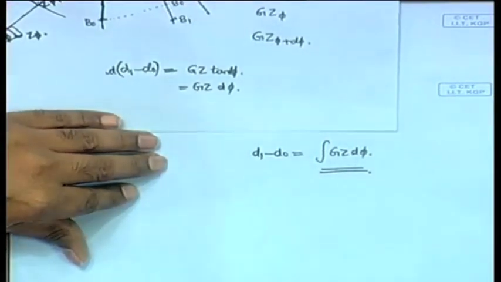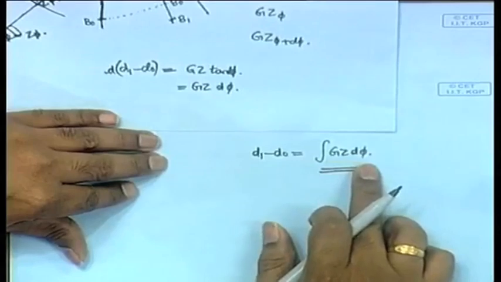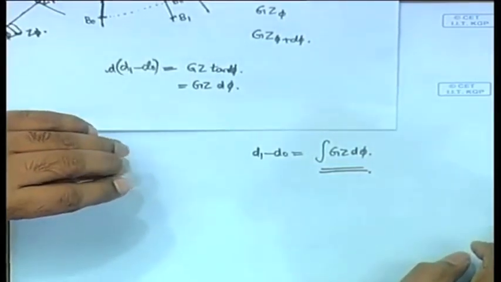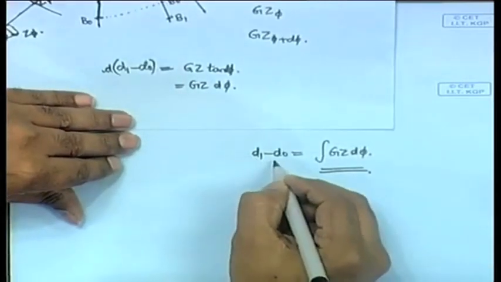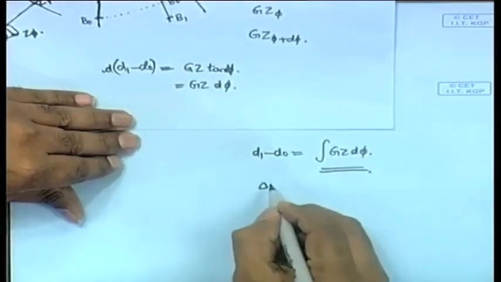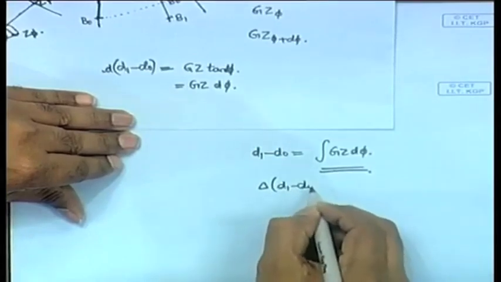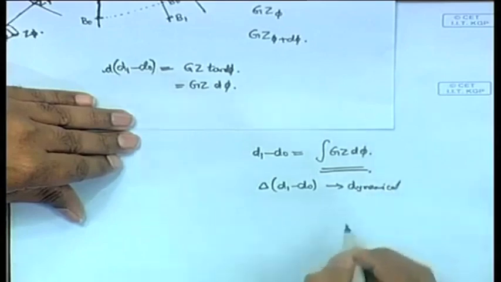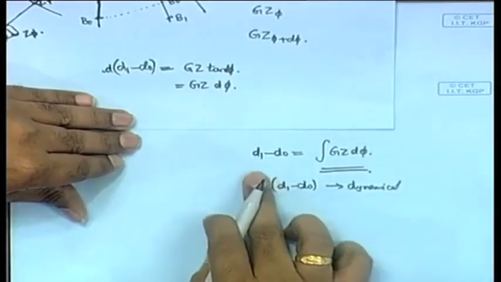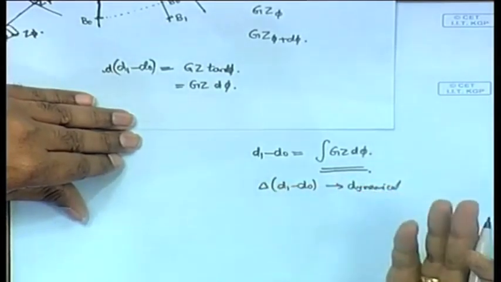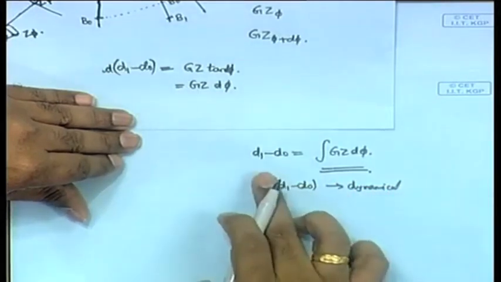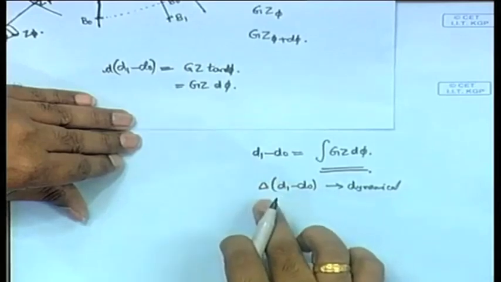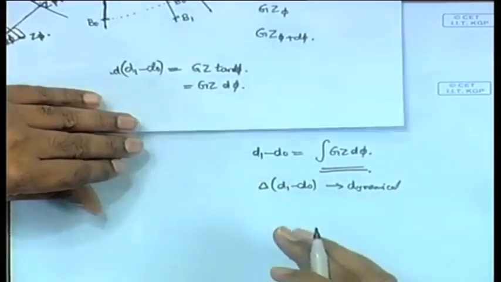And the area, as you have seen, is equal to gz d phi. Now, d1 minus d0 is the dynamical stability arm, and delta into d1 minus d0 will give you the dynamical stability. This is the real meaning of dynamical stability. d1 minus d0 is in meters, which means it is a unit of distance.